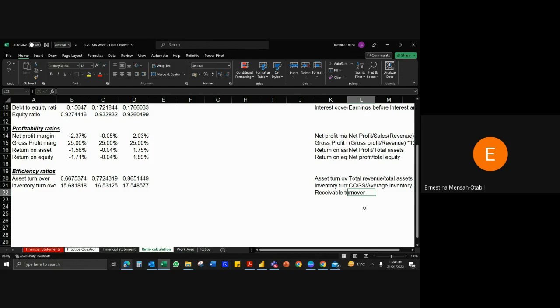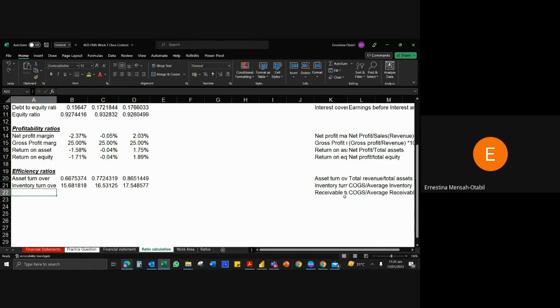So let's calculate the receivable turnover. It's also calculated by the cost of goods sold over average inventory. We don't want average inventory, so we are going to use cost of goods sold over average receivable, or it can be cost of goods sold over receivables.